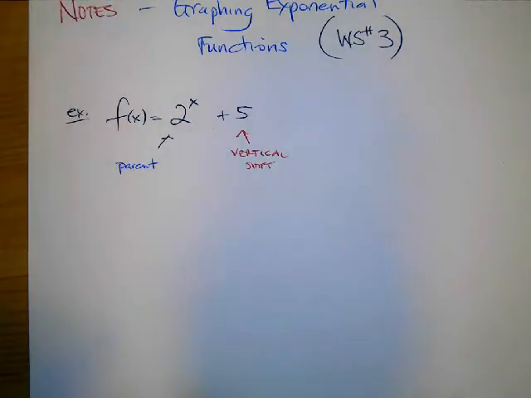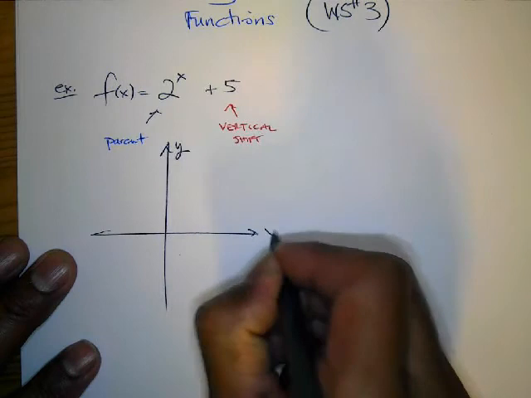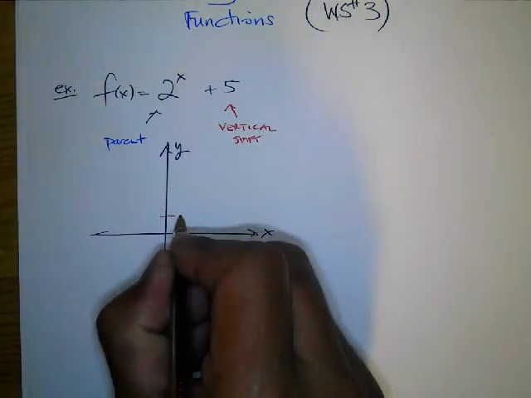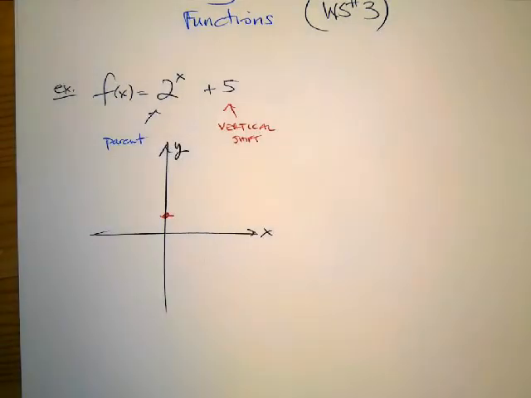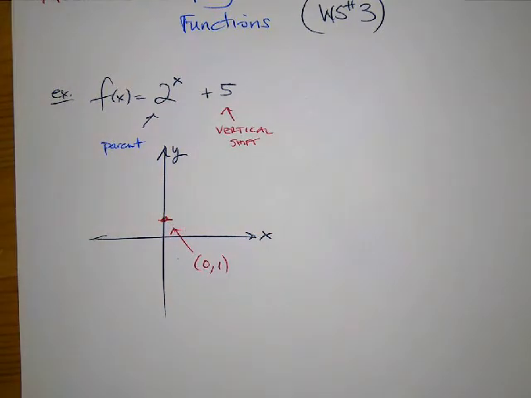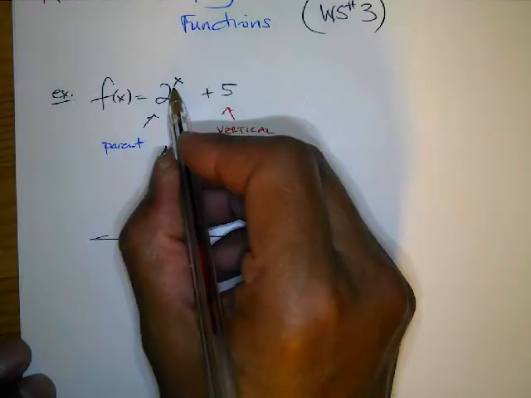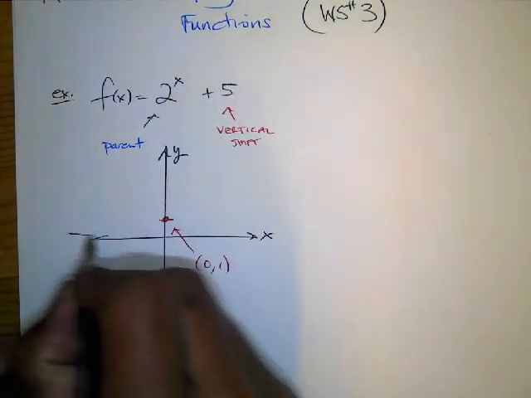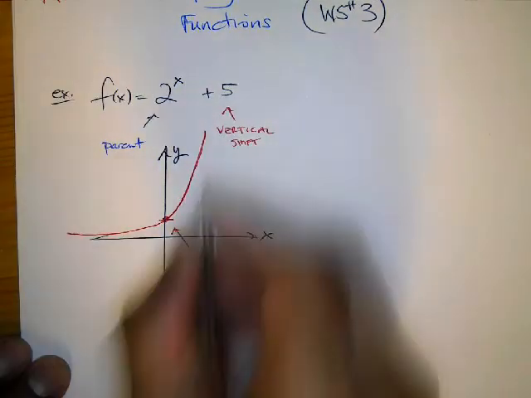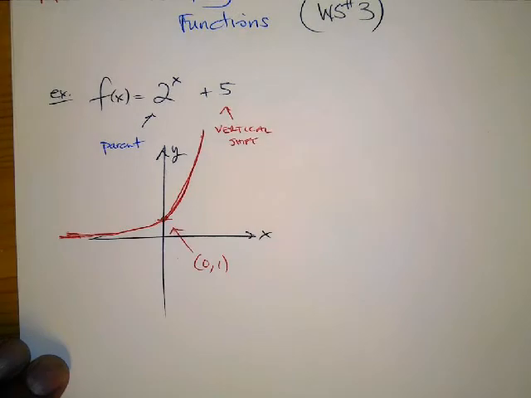So the way I want you to think these through is you always start with the parent function, and we're doing some quick sketches here, right? We know the critical point is 0, 1, right here. That is the point that these exponential functions are all pretty much going through. And we know that a positive 2 to the power of x is an increasing exponential function. So it looks like this, just a curve like this, and then it gets flat on this side, getting closer and closer to the x-axis, but it never touches it.